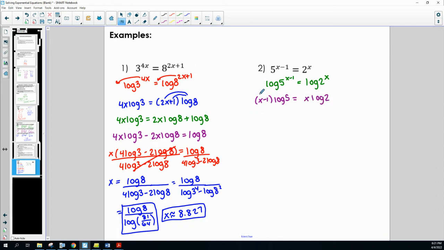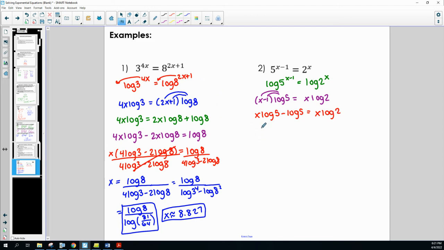Because the x minus 1 is 2 terms, we're going to distribute that. So we're going to have x log 5 minus log 5 equals x log 2. Now we want to get all of the x terms on the same side. It doesn't matter if we move this term over here or this over here and then the negative log of 5 to the other side. Whatever makes sense, do. So I'm going to move this x log 5 to the other side.